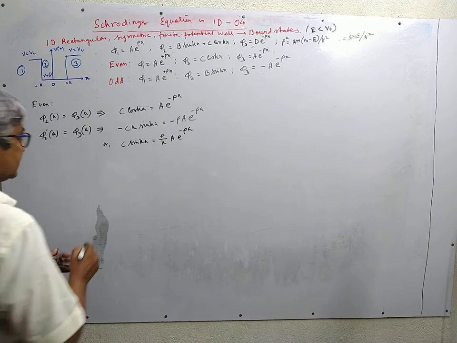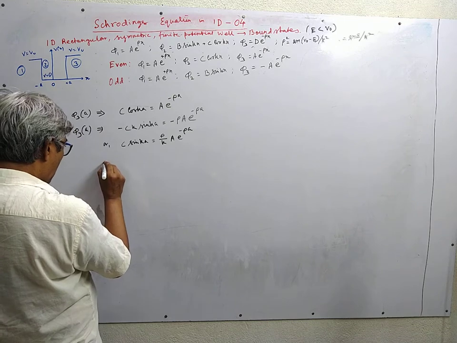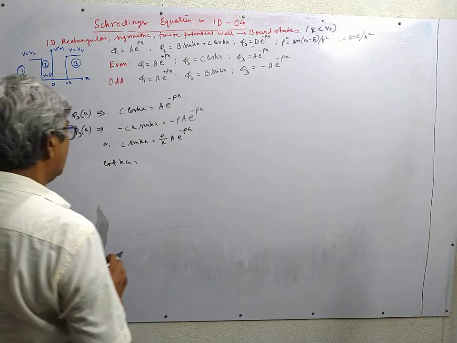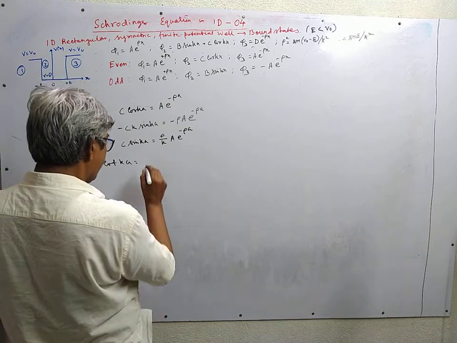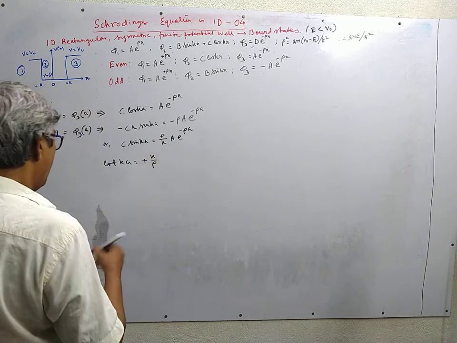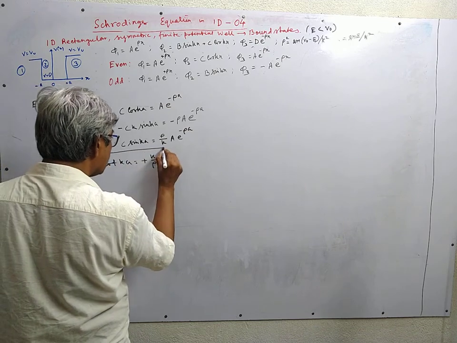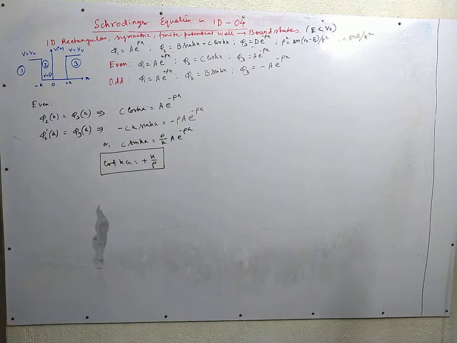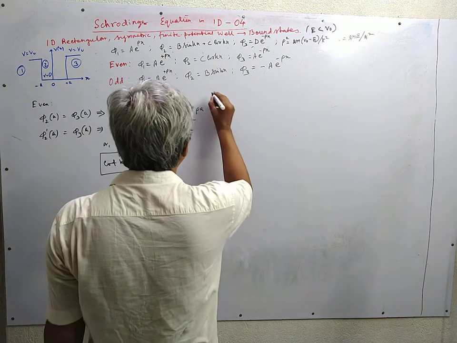If we divide this, we get cot ka is equal to plus k by rho. This is the equation. For even state, it is cot ka is equal to k by rho. Now coming to odd parity states.